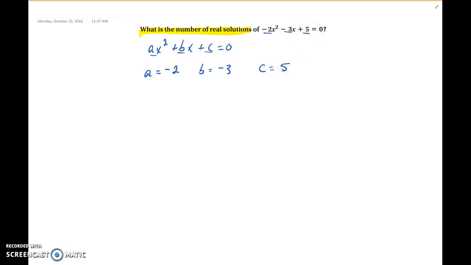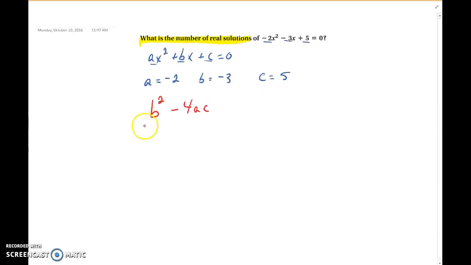So when we use our discriminant, all we're focusing on now is b squared minus 4ac. We're not really worrying about the square root, and we're not worrying about anything else. We're just looking at this, and this will tell us how many solutions we'll have and which type, whether they're real or non-real.